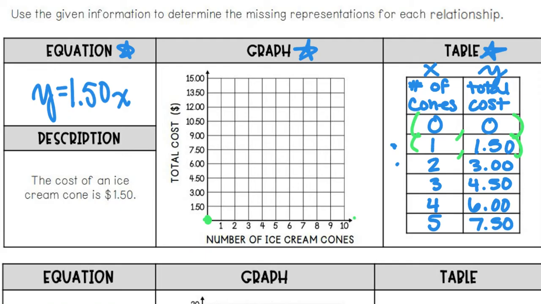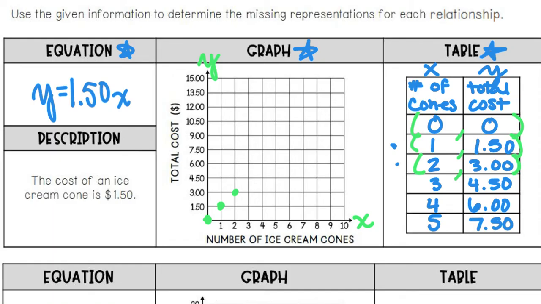And I'm looking at my x-axis, which we remember is our horizontal axis, which means left and right. So I would go to 1 on my horizontal axis, and then on my vertical axis, which is my y-axis, that's my up and down, I'm going to go to 1.50, and my next point is going to go right where those guys meet. And then I'm going to keep doing that for the rest of my ordered pairs.